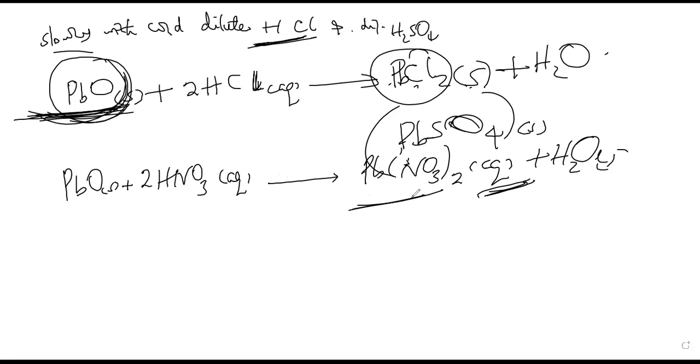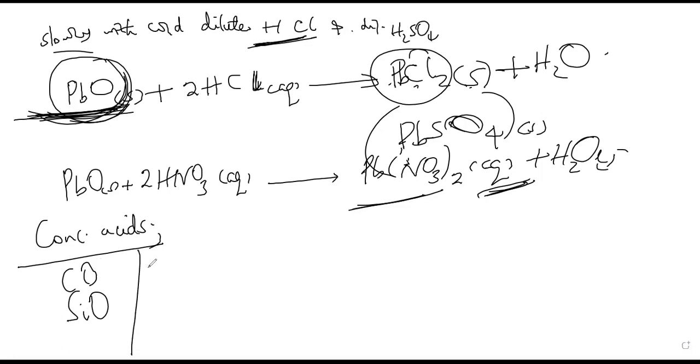Now, after looking at that, we have covered the reaction with dilute acids. Then when we go to concentrated acids, carbon monoxide does not react with concentrated acids. Silicon monoxide does not react either.